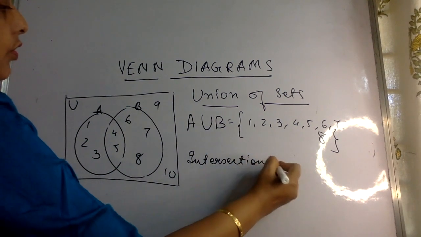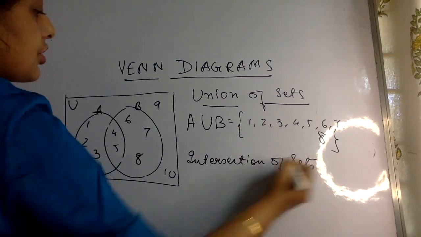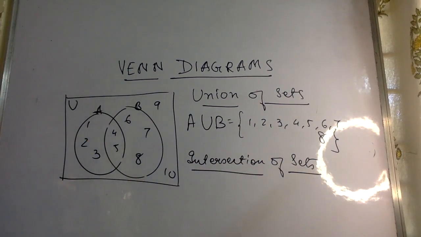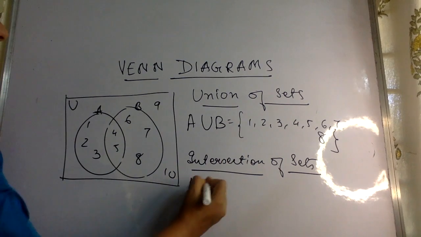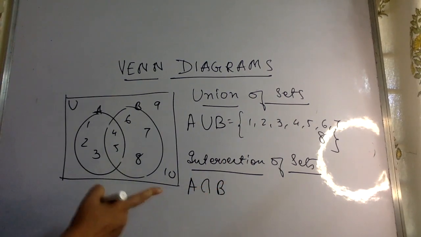Intersection of sets. Now intersection means common. The intersection of the two roads means where the two roads meet, the part which is common for both the roads. Okay, that is intersection of two sets. So it is the common part, and intersection is written like this, an inverted U.